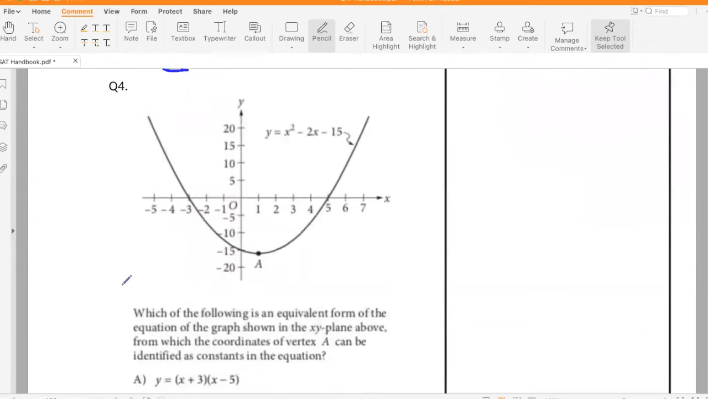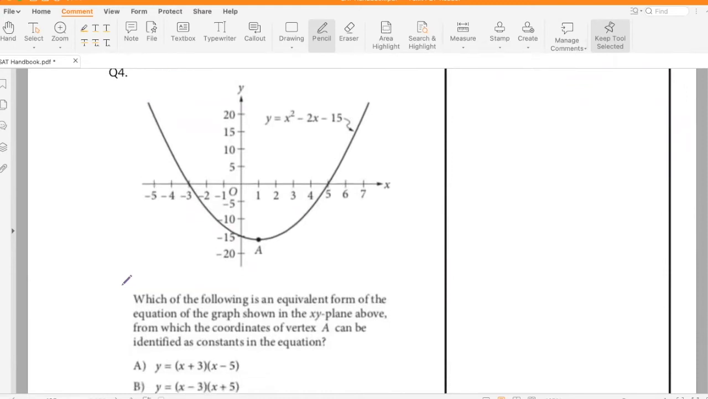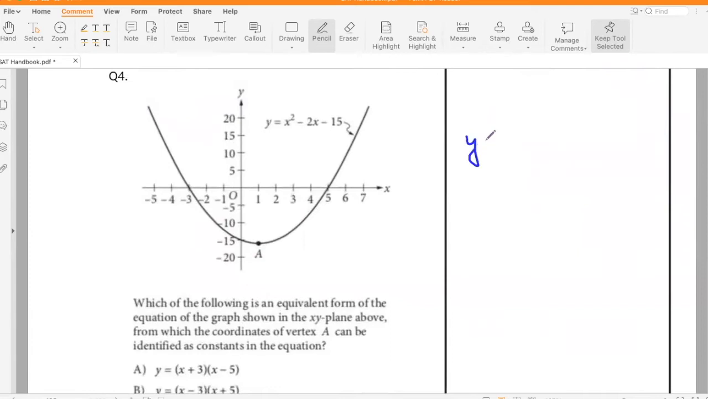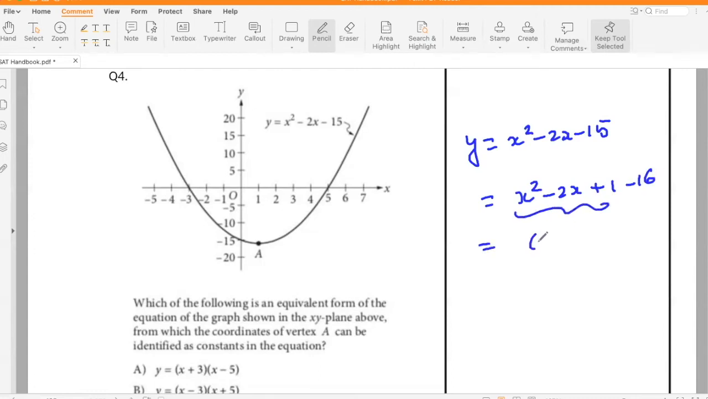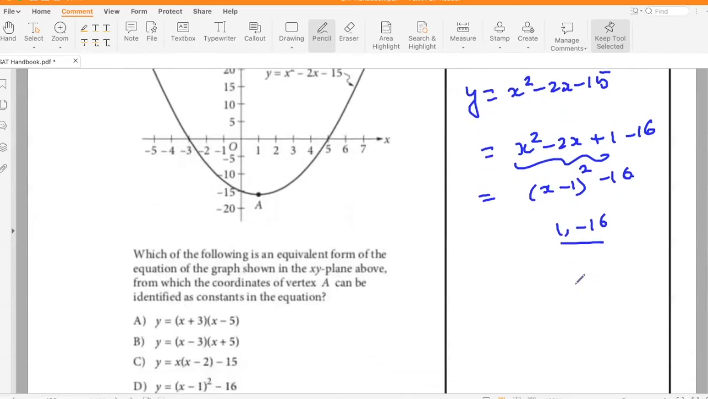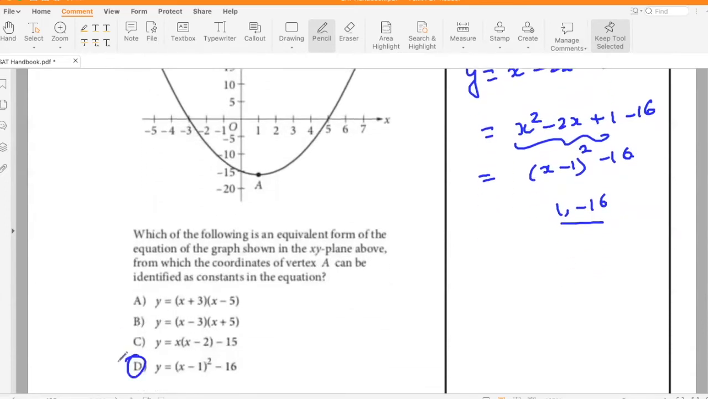Which of the following is an equivalent form of the equation of the graph shown in the xy plane above, from which the coordinates of the vertex can be identified as constants in the equation? So I'm given the standard form y is equal to x squared minus 2x minus 15. So I need to convert this to the vertex form. So x squared minus 2x plus 1 minus 16. So these three terms become x minus 1 whole squared minus 16. So the vertex is 1 comma negative 16 and the vertex form is option D.